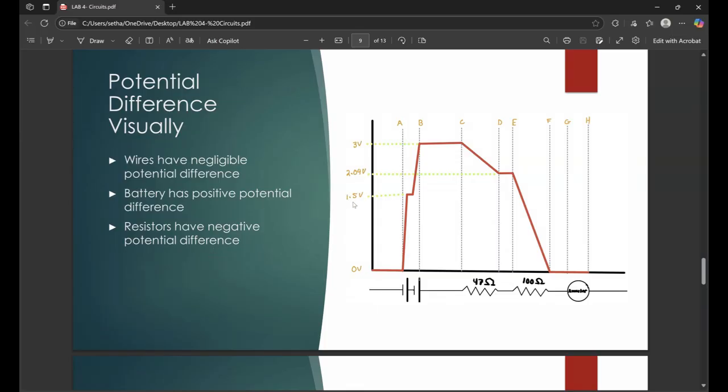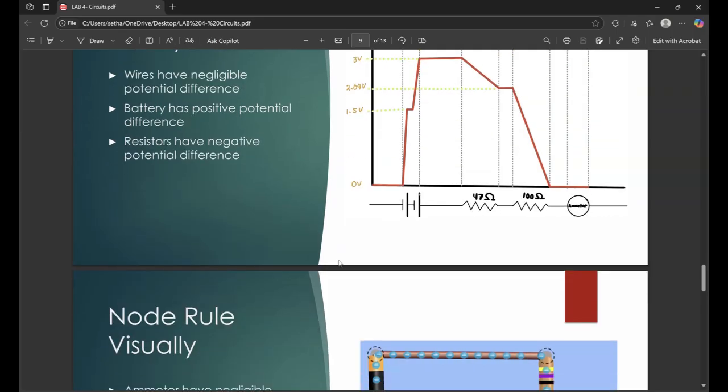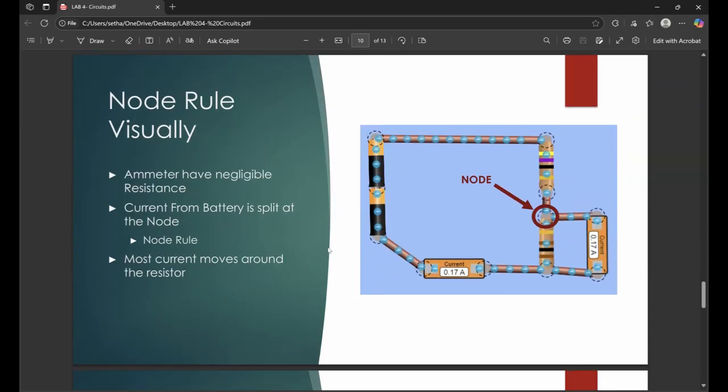So the node rule, looking at it visually: the ammeter has negligible resistance. The current from the battery is split at the node. This is where the node rule comes in. The most current moves around the resistor. Right here.